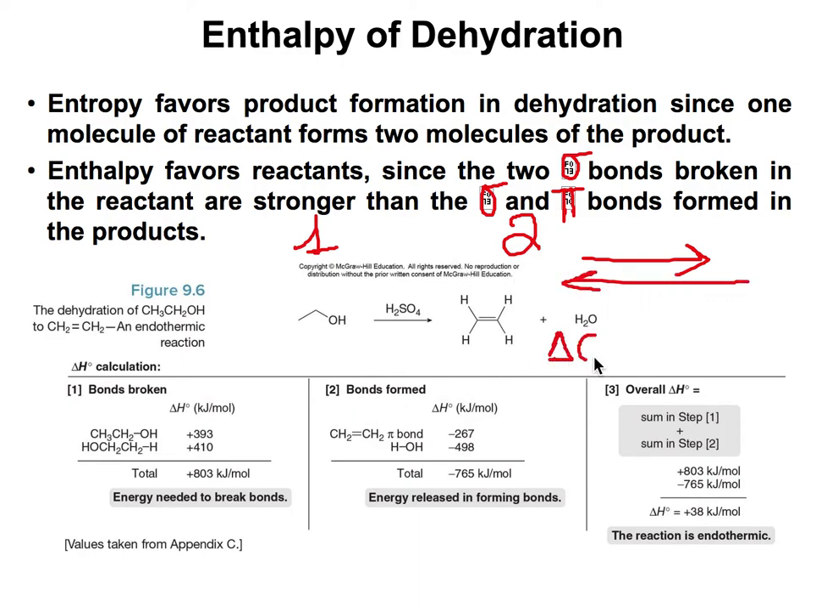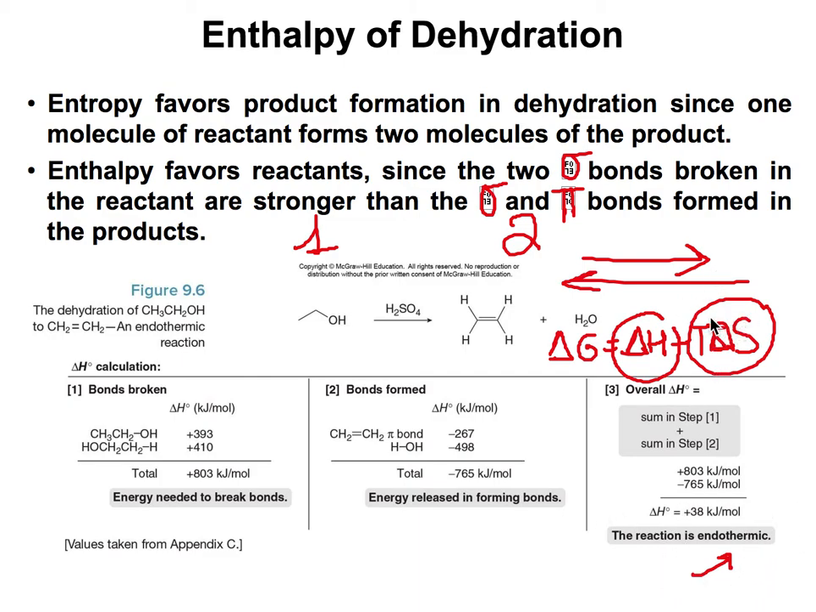And if you remember this formula right here, delta S is usually small, and it can be negligible. So even though the entropy is telling us that the reaction will go towards the products, the major contributor is going to be the enthalpy, and so the reaction goes backwards. In order for a dehydration to happen, we need to put in energy, because this is an endothermic reaction. If you go through the calculations, this ends up being an endothermic reaction.